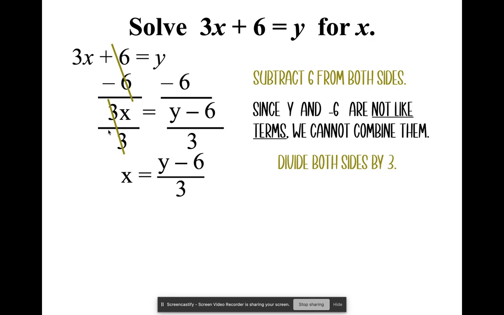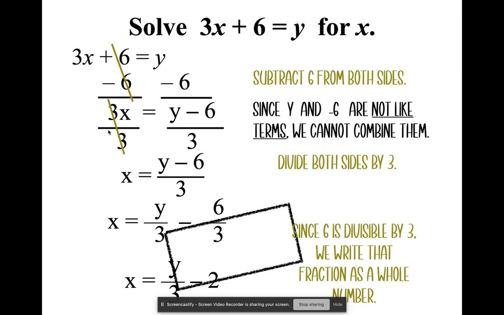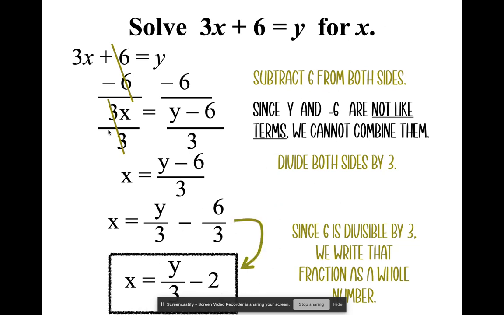Now, it's totally fine to leave your answer as this, but you should recall from the last slide that when you have a fraction and there are two terms in the numerator, you can split this up to y over 3 minus 6 over 3. And if we look at that last fraction, we should notice that 6 over 3 can actually be rewritten as just the number 2. So we can actually write this as y over 3 minus 2. And that would be an acceptable answer as well.